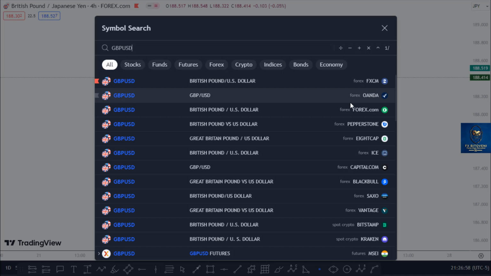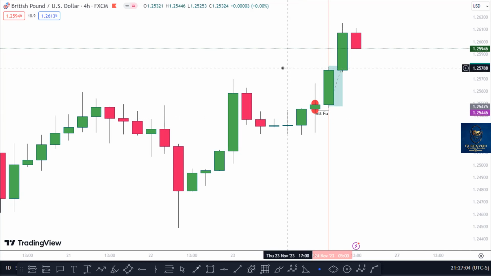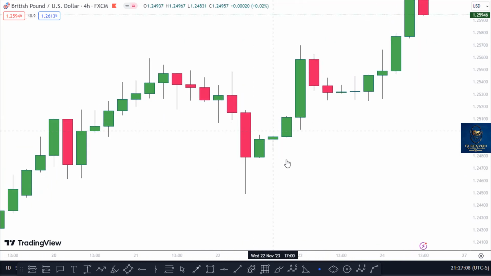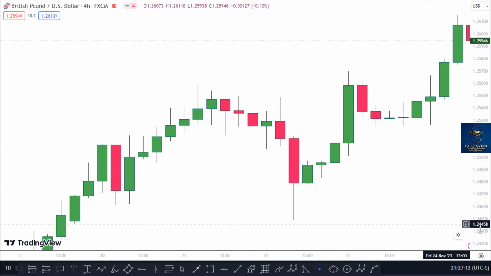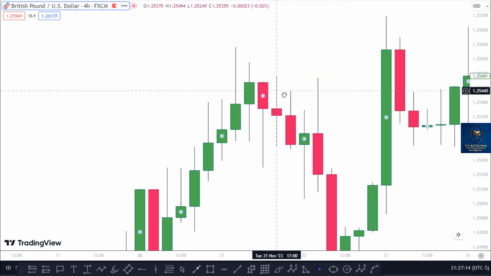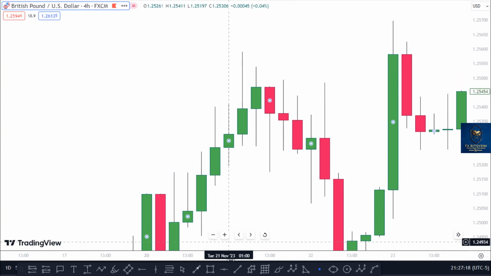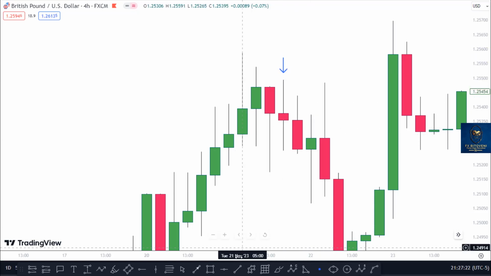So here, the same. You saw how this move was dropping. Look at this area. Manipulation to the upside. A negation forms. Then the market drops and breaks this structure low.